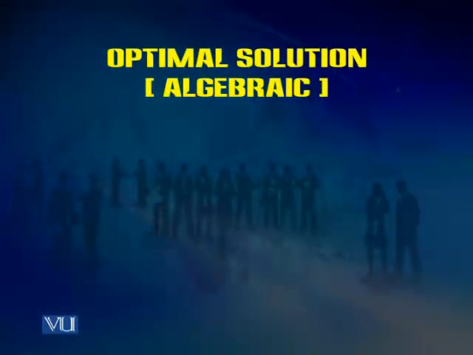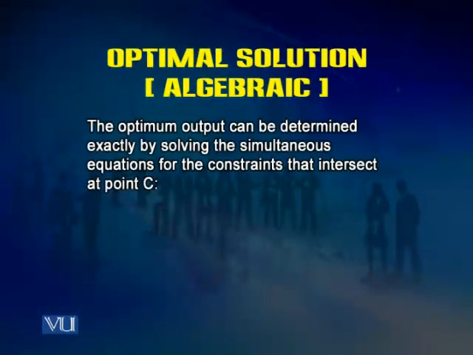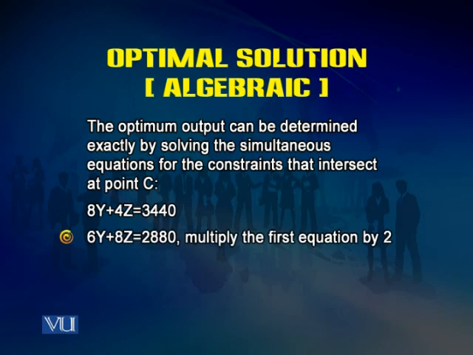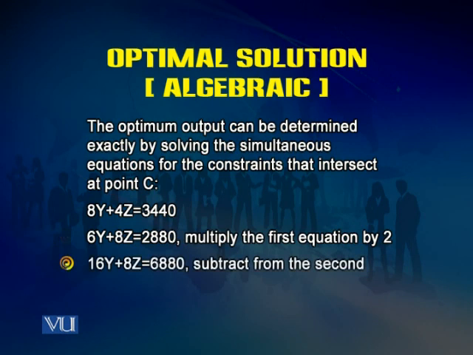Optimal solution, algebraic. The optimum output can be determined exactly by solving the simultaneous equations for the constraints that intersect at point C. 8y plus 4z is 3,440, and 6y plus 8z is equal to 2,880. These are the two equations. In order to solve them simultaneously, you multiply the first equation by 2. If you multiply that by 2, you will get 16y plus 8z is equal to 6,880.